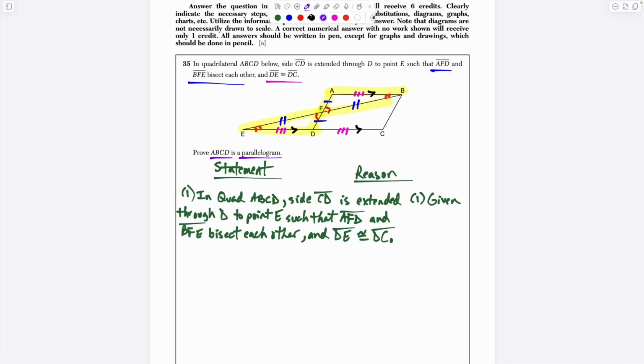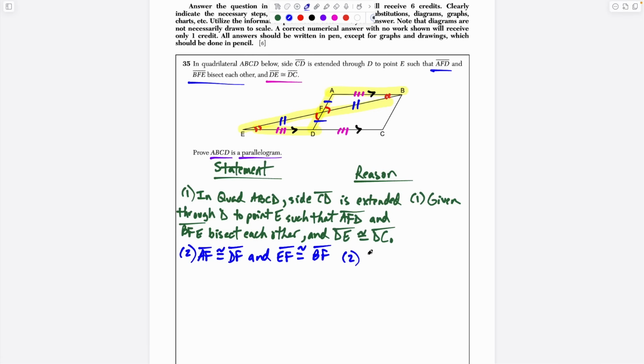So now let's start off with the most obvious things, what we had in blue here. The blue stuff, we said that AF is congruent to DF, and in the same statement we'll say EF is congruent to BF. And the reason for this, we could say, is the definition of a bisector.